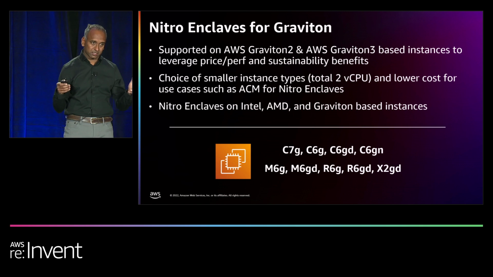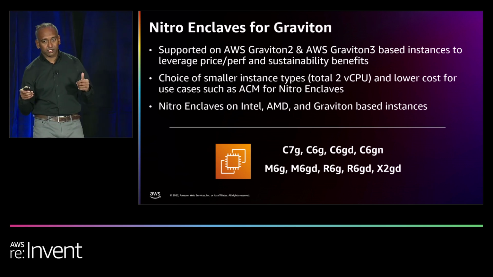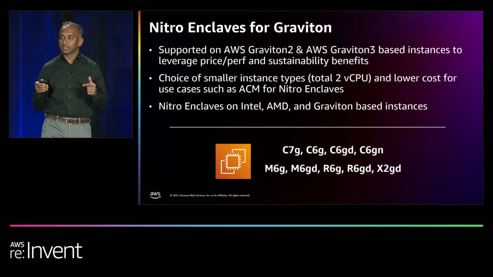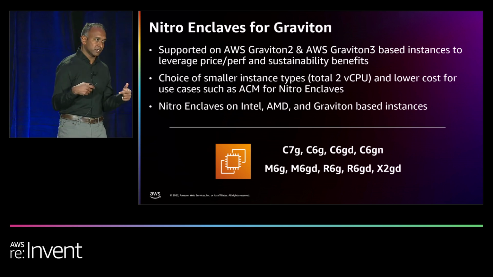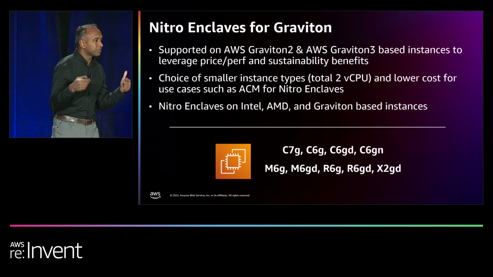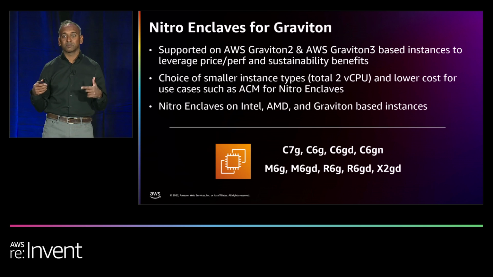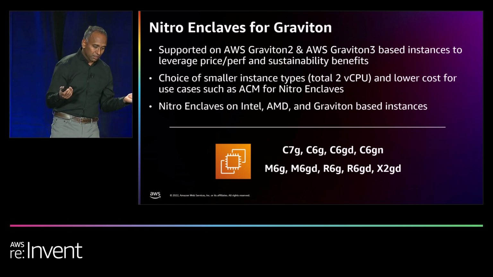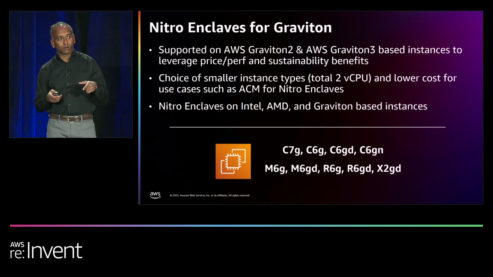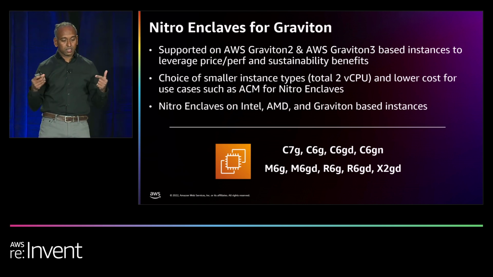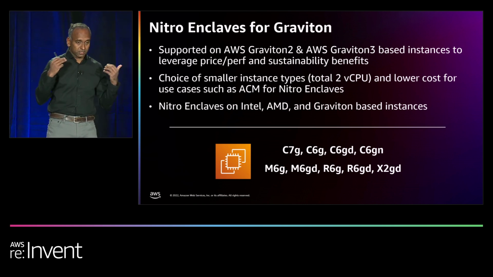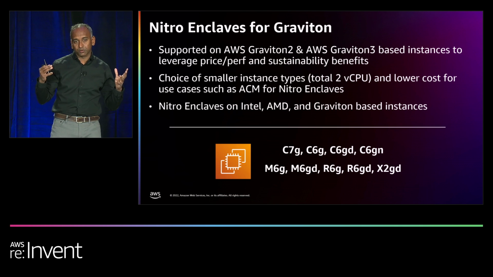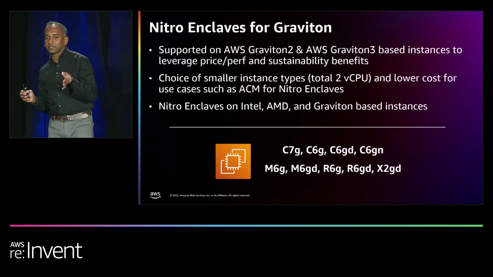CPU-based instances. This allows you to leverage the price-performance benefits that come from adopting Graviton-based instances, along with the sustainability benefits due to the lower power consumption of Graviton CPUs. With this support, you also now get to use a choice of smaller instance types, a total of 2 vCPUs. What does that really mean? Let's unpack that a little bit.